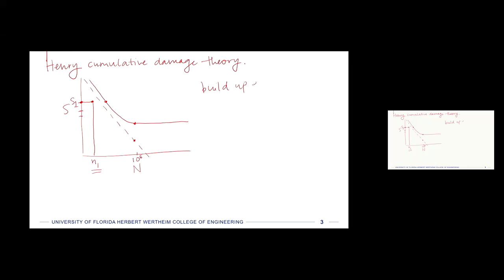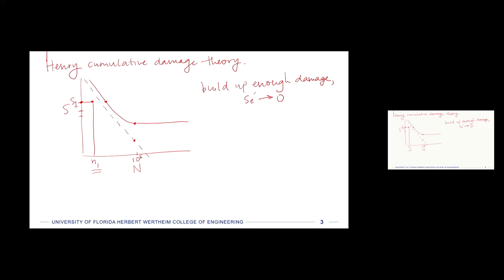enough damage, then the endurance limit, SE prime, is going to drop to 0. It's going to totally disappear. The curve is just going to crash into the x-axis. It's going to keep going down. And so that is Henry's hypothesis.